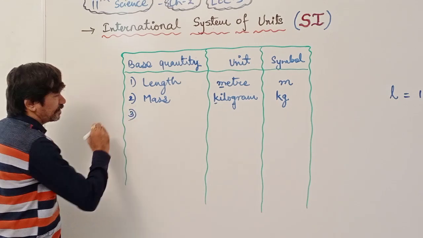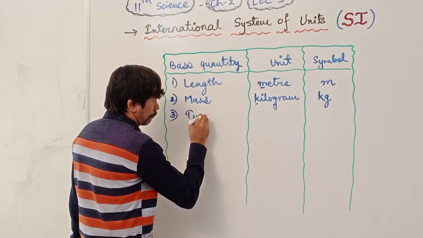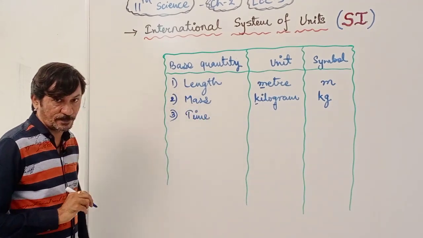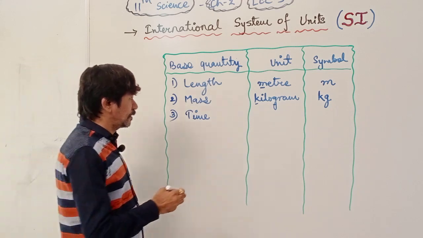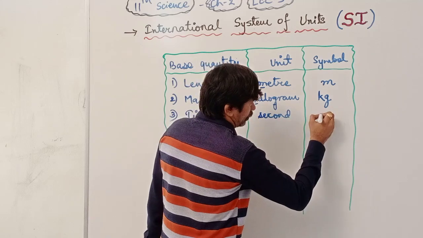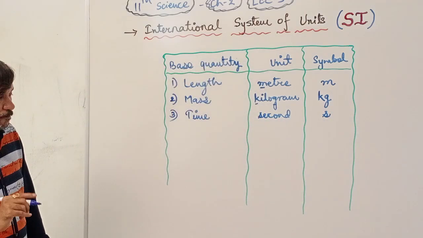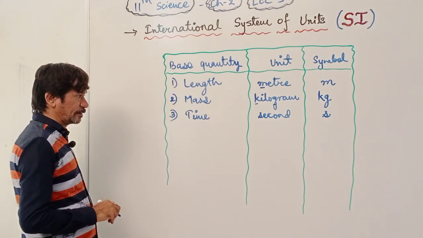Physical quantity number 3, time. Time is measured in second. Symbol small s. Small s is the symbol of second.